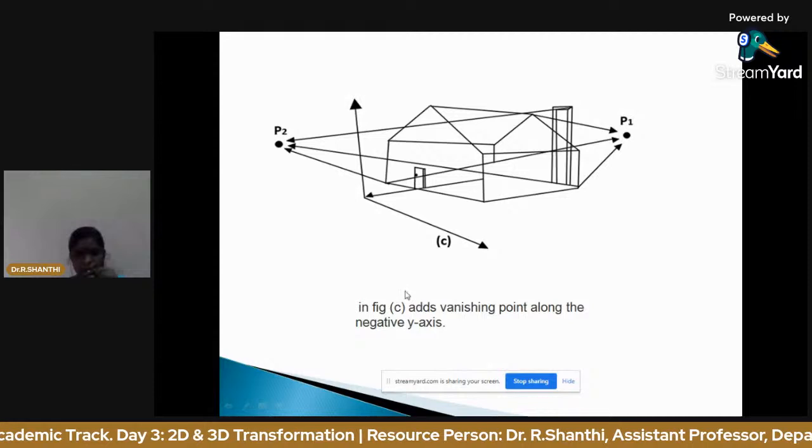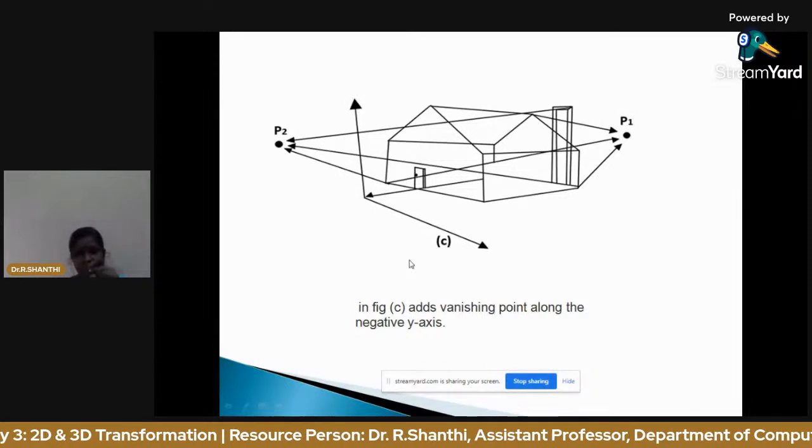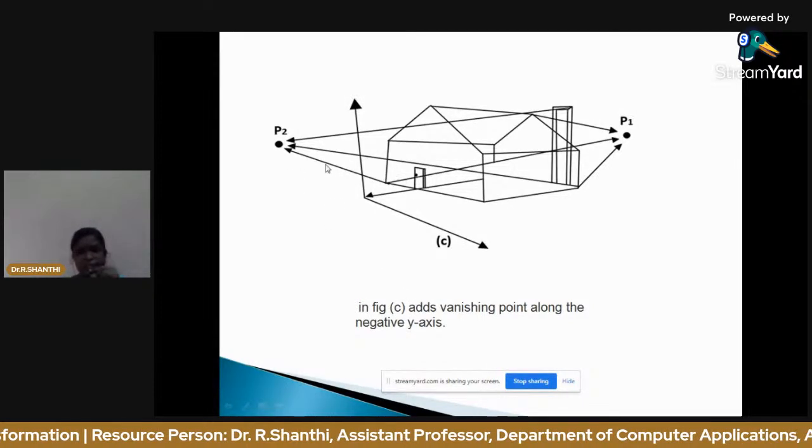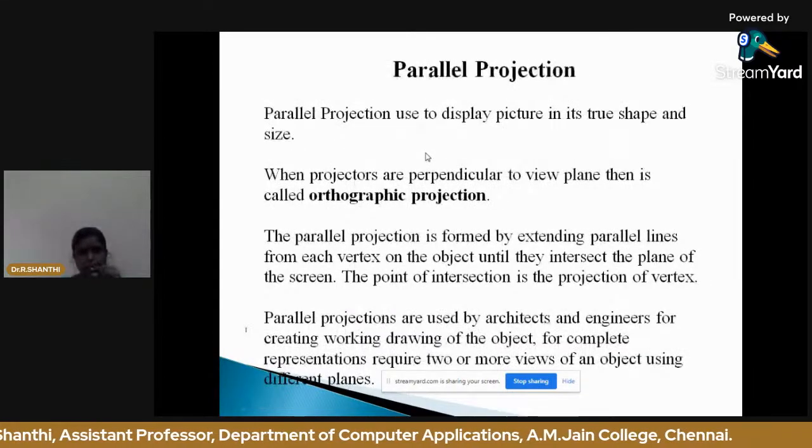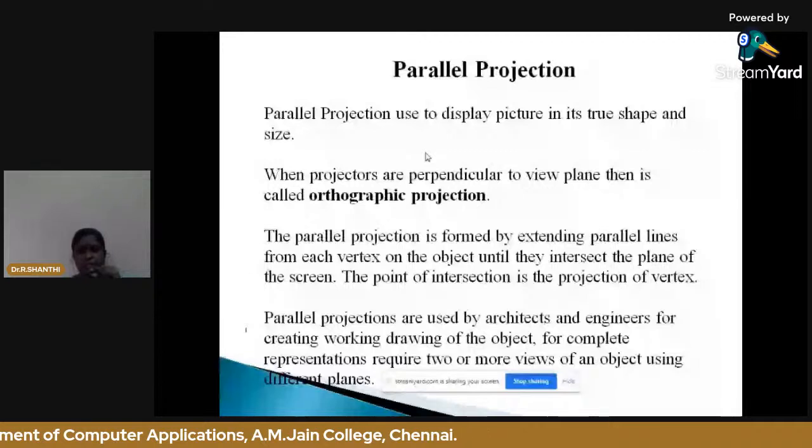See here, the vanishing point is along the negative axis. Only I have changed just the negative axis. In all the cases, you will not be getting it in the positive side, right? So parallel projection, I said we have two different types.